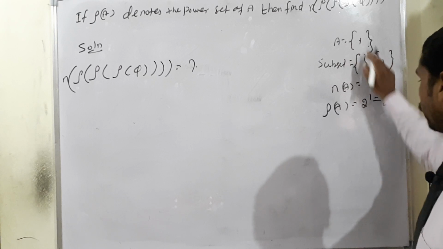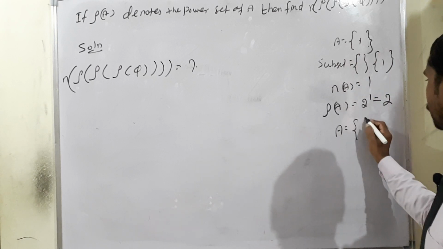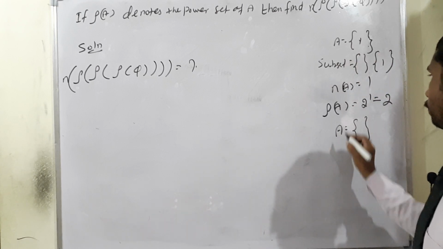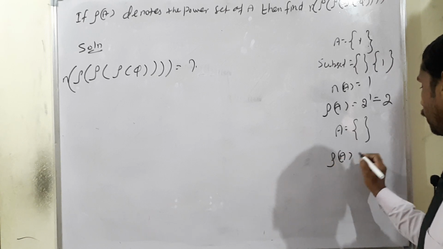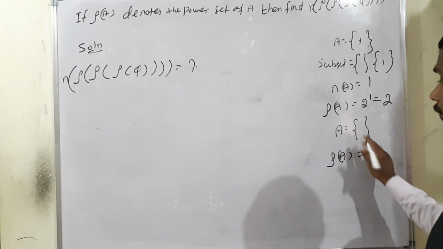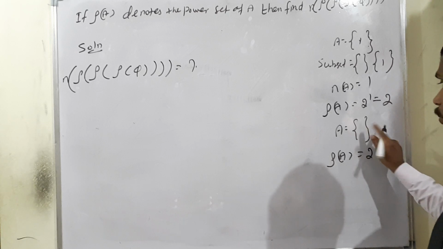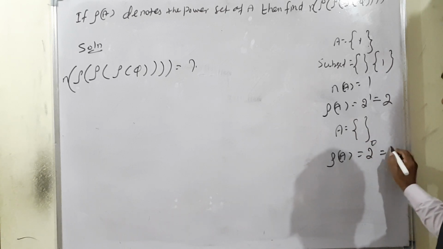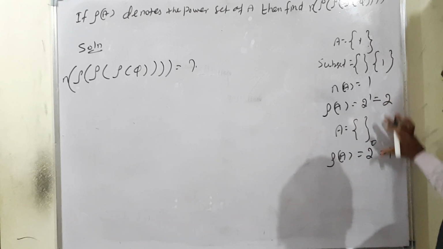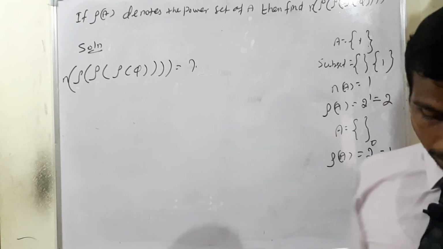Instead of 1, if A is equal to only the empty set, there is no number. Therefore, the number of subsets of A will be 2 power n, where there is no term, therefore 2 power 0 only. Anything power 0, the value will be 1. If you know this difference, it will be easy to apply to this question.